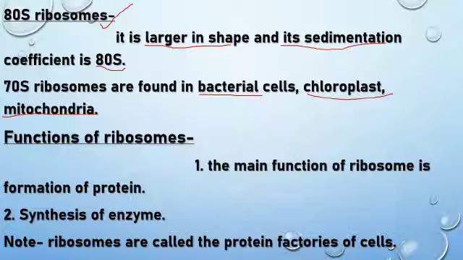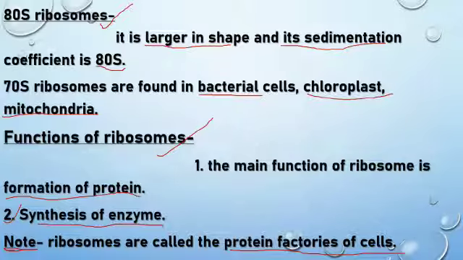And the next one is the functions of the ribosomes. The main function of the ribosome is the formation of protein. The next function of the ribosome is the synthesis of enzymes. An important point to note is that the ribosomes are called the protein factories of the cell. Why? Because its main function is the formation of protein. Got it?